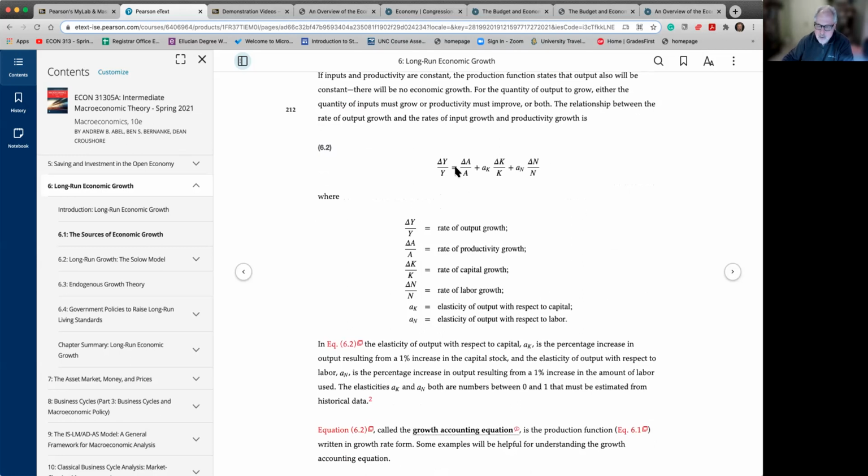So from that, we can see that changes in the level of real GDP are made up of changes in total factor productivity, changes in the growth rate of capital, and changes in the growth rate of labor. And then these are elasticities, so they're less than 1 typically, and they represent how important these changes in capital or labor are in contributing to changes in real GDP growth.